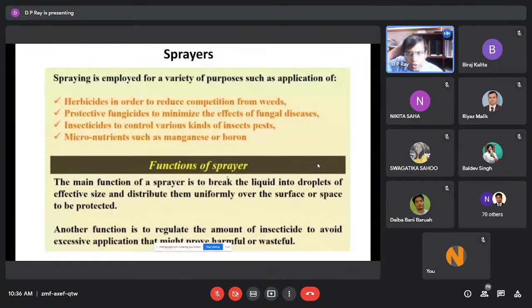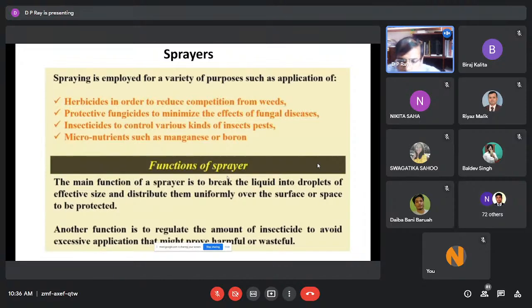Spraying is employed for a variety of purposes, such as application of herbicides to reduce competition from weeds, protective fungicides to minimize the effects of fungal disease, insecticides to control various kinds of insect pests, and micronutrients such as manganese or boron. The main function of the sprayer is to break the liquid into droplets of effective size and distribute them uniformly over the surface or space to be protected. I was telling you at the start of my lecture: the right time, right place, and right amount. So getting the right amount to the targeted place, the function of the sprayer is very important.